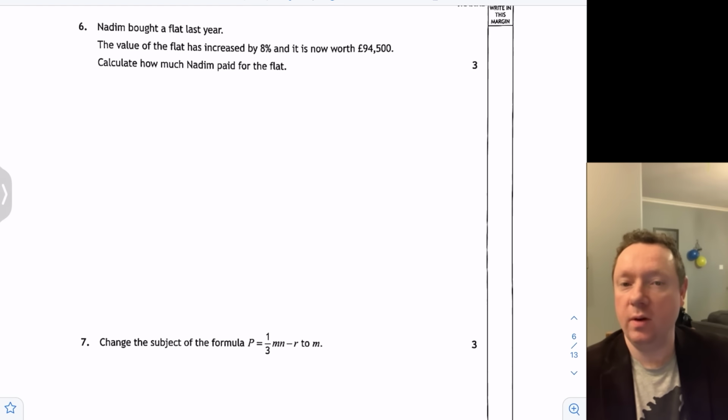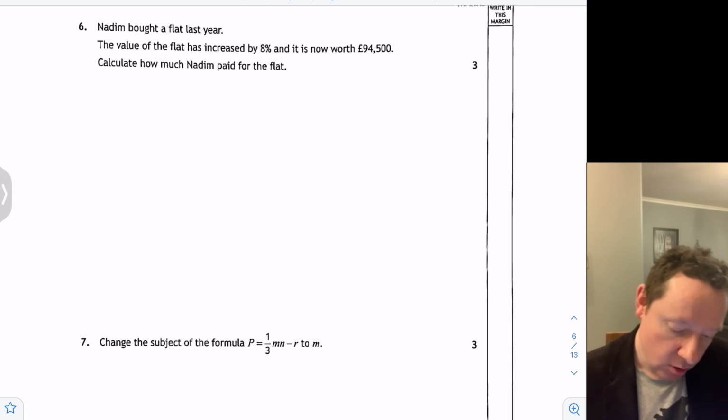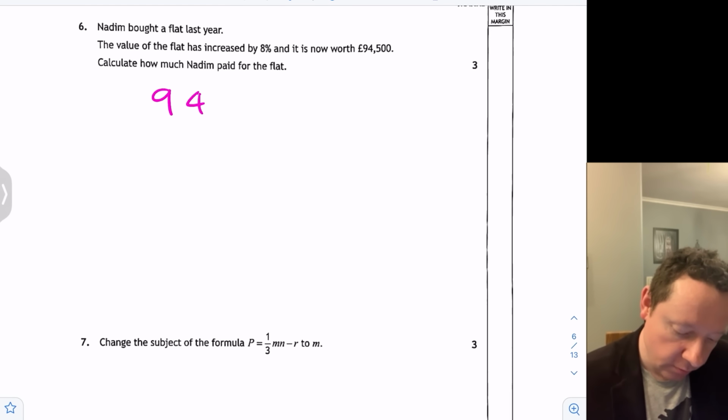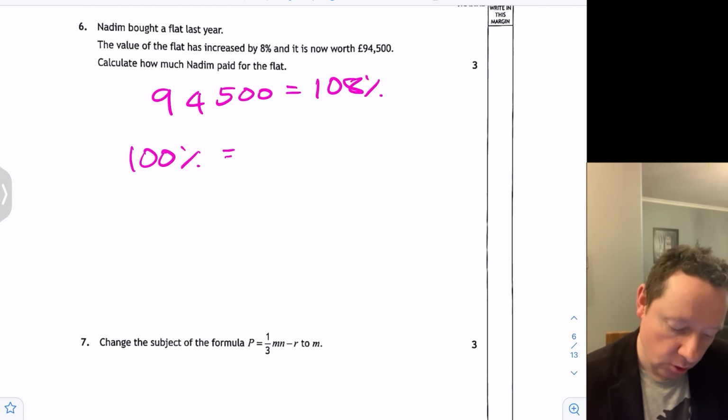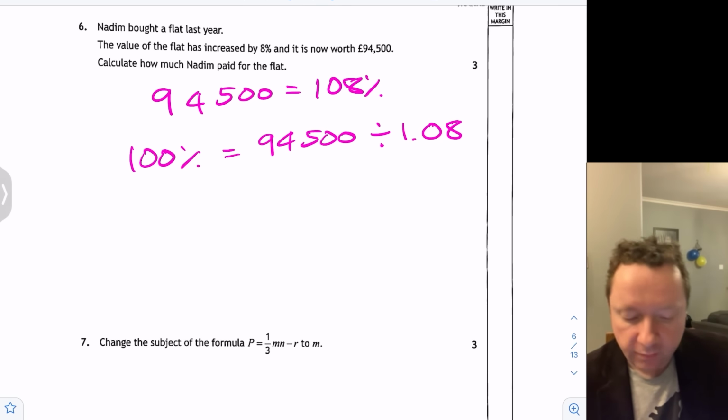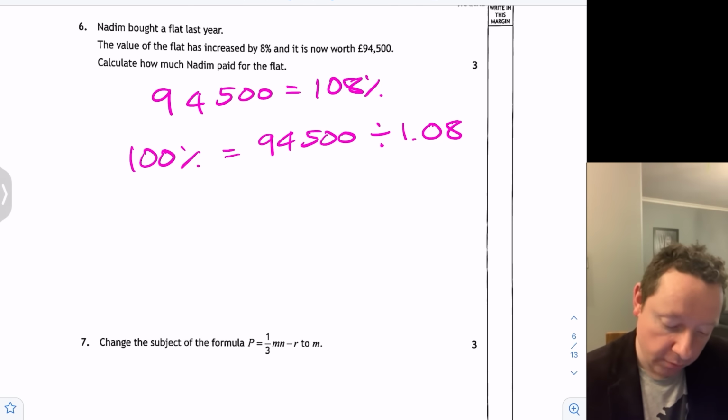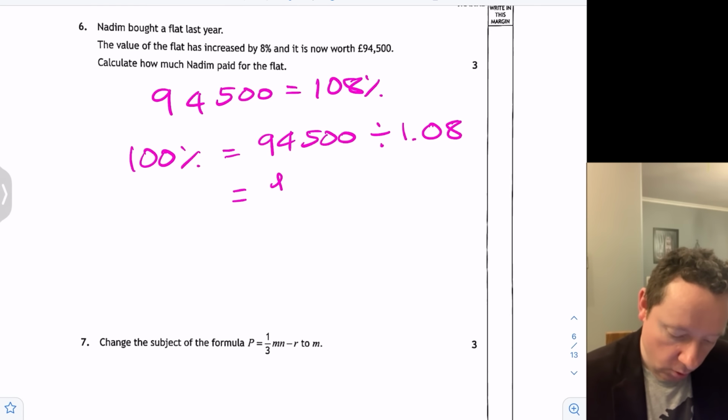There's no time in this question, so it's a reverse percentage. So it's increased by 8%, so that means that 94,500 equals 108%. So to get back to 100%, I just do 94,500 divided by 1.08, changing that to a decimal. Or you can divide by 108 and times by 100 if you prefer. That gives me a grand total of 87,500.